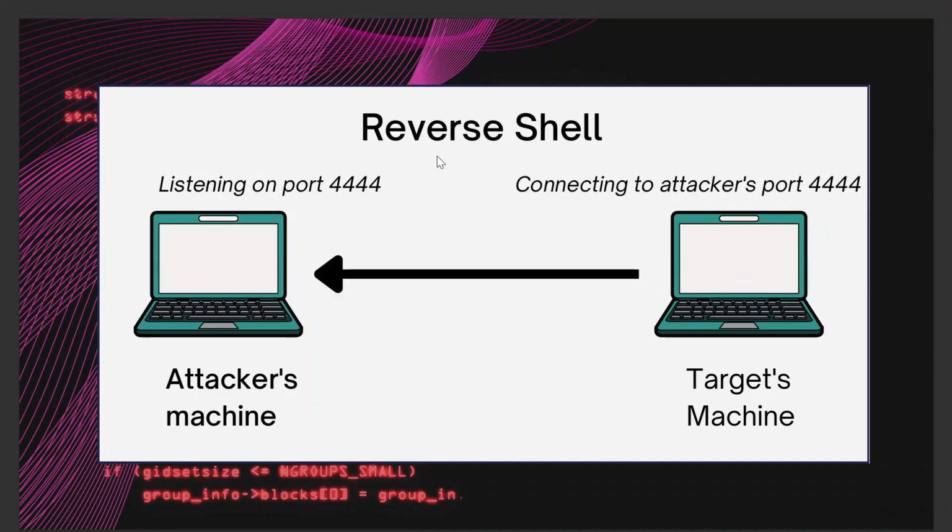Now let's take a look at the reverse shell. For a reverse shell, just like the definition I gave, the attacker's machine starts a listener, instructing this target machine to connect back to that listener. Let's say the listener is listening on port 444, and here the target machine is connecting to this attacker's port 444. So now this is how the reverse shell and the bind shell work. Now let's go into the implementation.